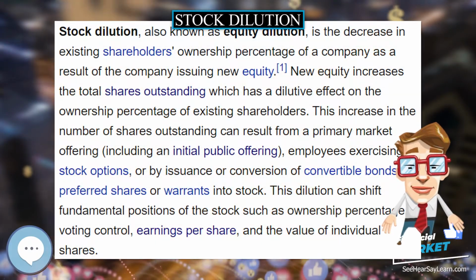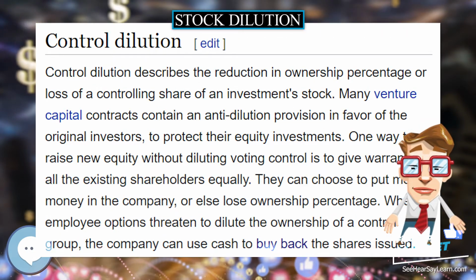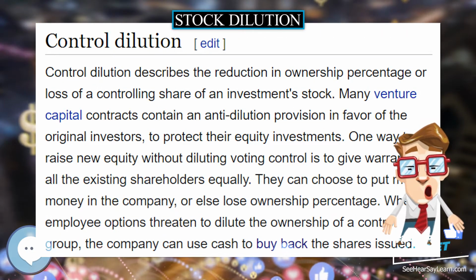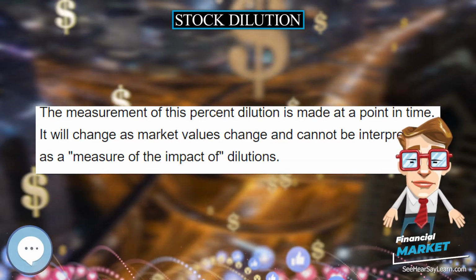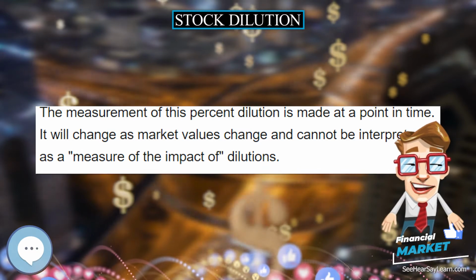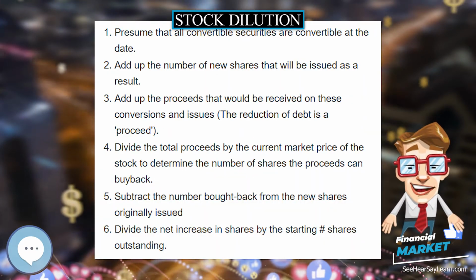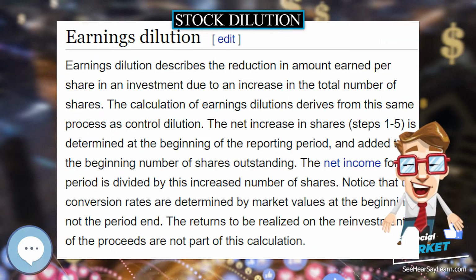Stock dilution, also known as equity dilution, is the decrease in existing shareholders' ownership percentage of a company as a result of the company issuing new equity. New equity increases the total shares outstanding, which has a dilutive effect on the ownership percentage of existing shareholders.